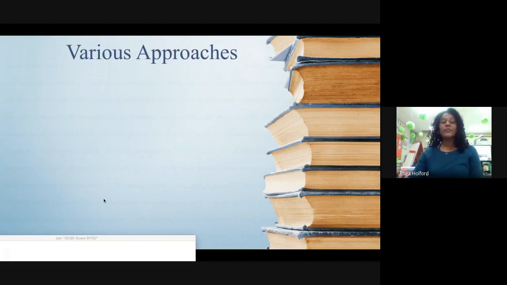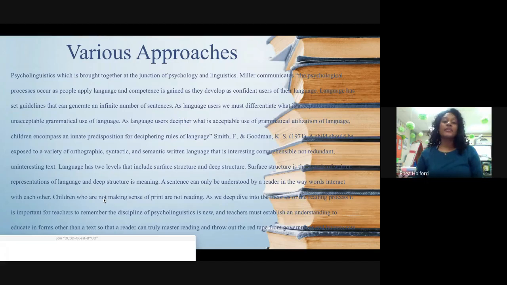So we have various approaches. Psycholinguistics, which is brought together at the junction of psychology and linguistics. Miller communicates the psychological processes occur as people apply language and competence is gained as they develop as confident users of their language. Language has set guidelines that can generate an infinite number of sentences. As language users, we must differentiate what is acceptable and unacceptable grammatical use of language.